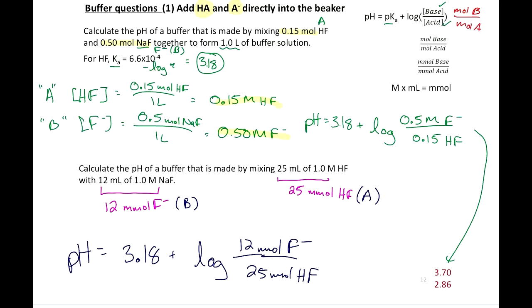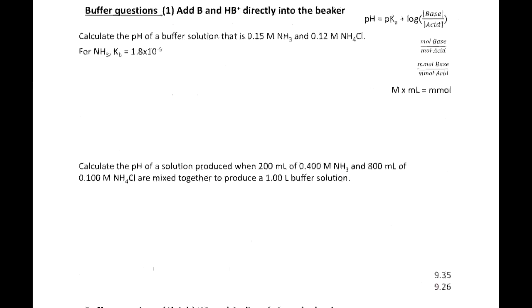All right, and so what we get is that the pH is a little bit more acidic, and that makes sense because there's more of the acid component present. So this is a pH of 2.86. It's all about getting the base to acid ratio. You can be in molarity, you can be in moles. So let's look at a different system. We did an acid, Ka. Let's look at a base buffer system.